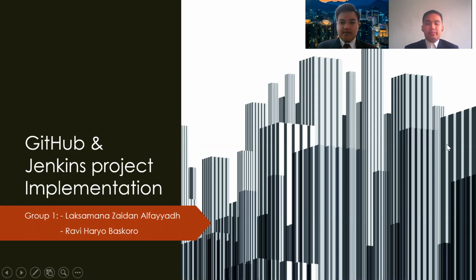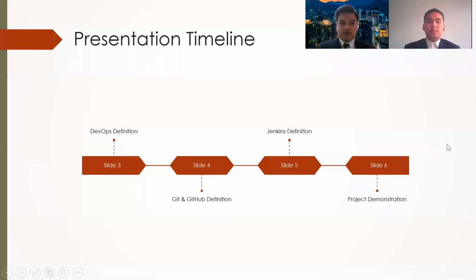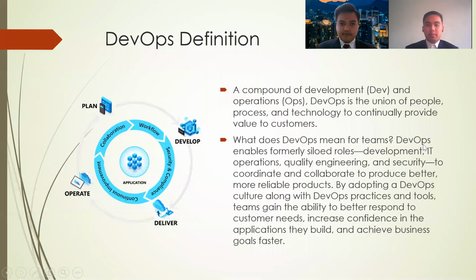Okay, let's begin the presentation. Okay, so the timeline of this presentation is in third slide. After this slide, we have DevOps definition and Git and GitHub definition, Jenkins definition, and the last one we have project demonstration.